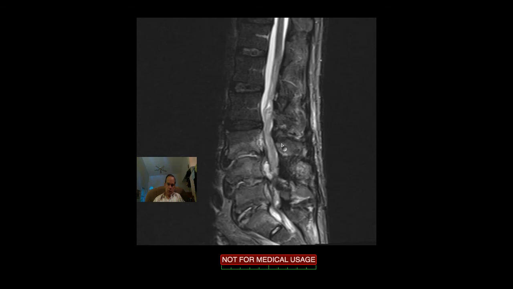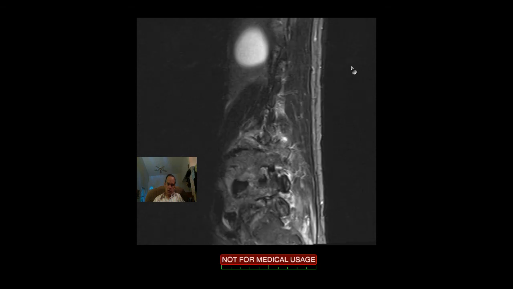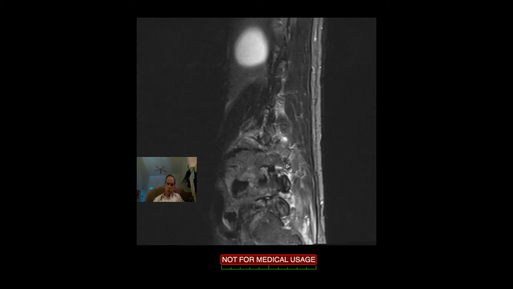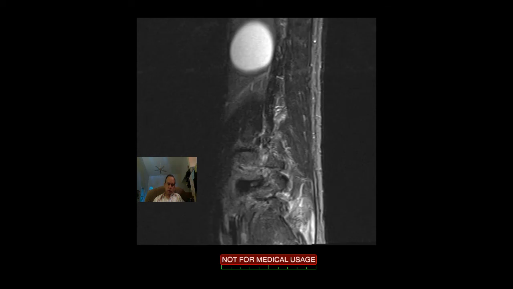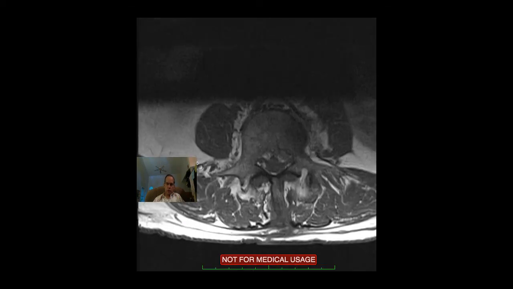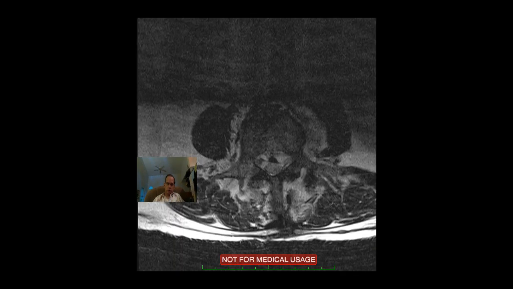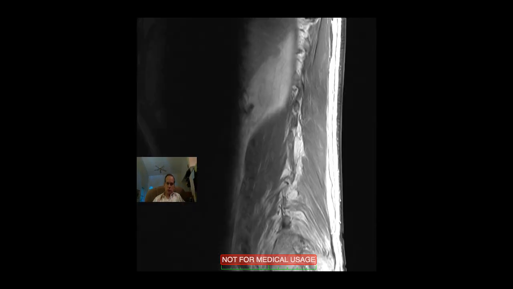Same kind of thing, same patient, just different sequences. Narrow neural foramen there. You see how tight that is. And all of these sequences have different advantages and disadvantages, but collectively they contribute to an overall picture of what's going on and which are the most severe levels to be considered for surgical interventions if the symptoms warrant.